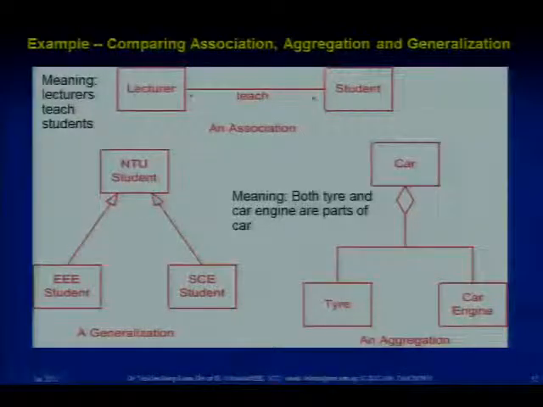Lecturer, student. I'm one lecturer here. I teach you. So there are two objects involved, myself and yourself. So association always refers to different objects. And aggregation also refers to different objects. A tire is part of a car. A tire is an object and a car is also an object. These two are different objects. So that makes generalization very much different from association and aggregation, and that is the main difference.